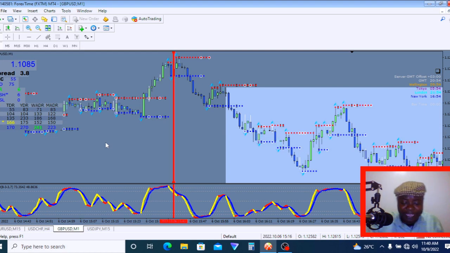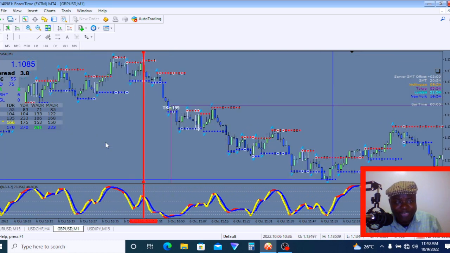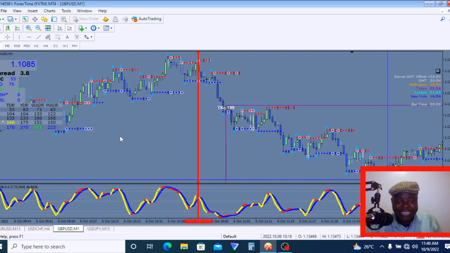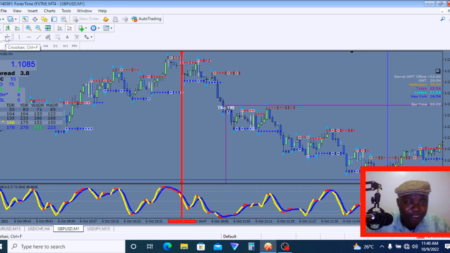Now let's move down again. This is the first one. Let's see the second one. Let's see if we are going to get there. Good. We eventually get there. Look at it from A. This is where the stochastic changes. Immediately the stochastic becomes yellow, we know that we are going to have a rundown. Now let's calculate. Let's see where this candle starts from.